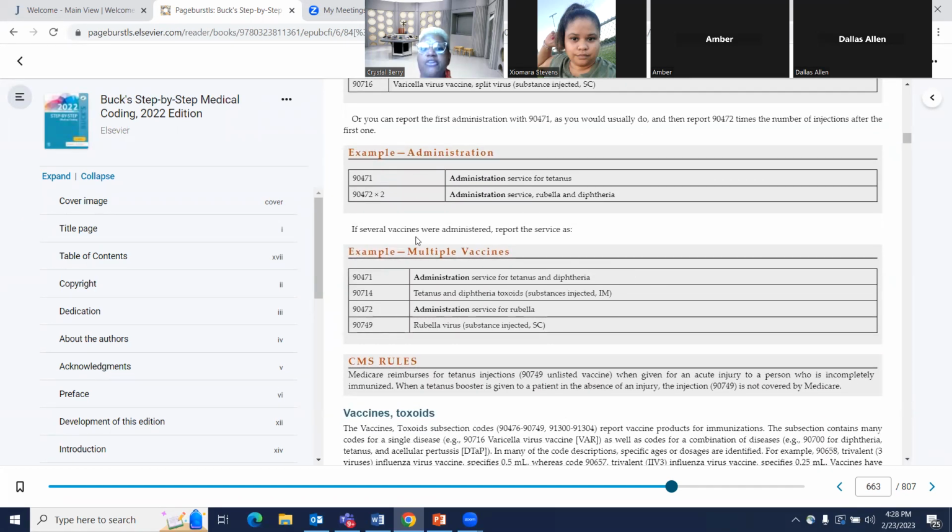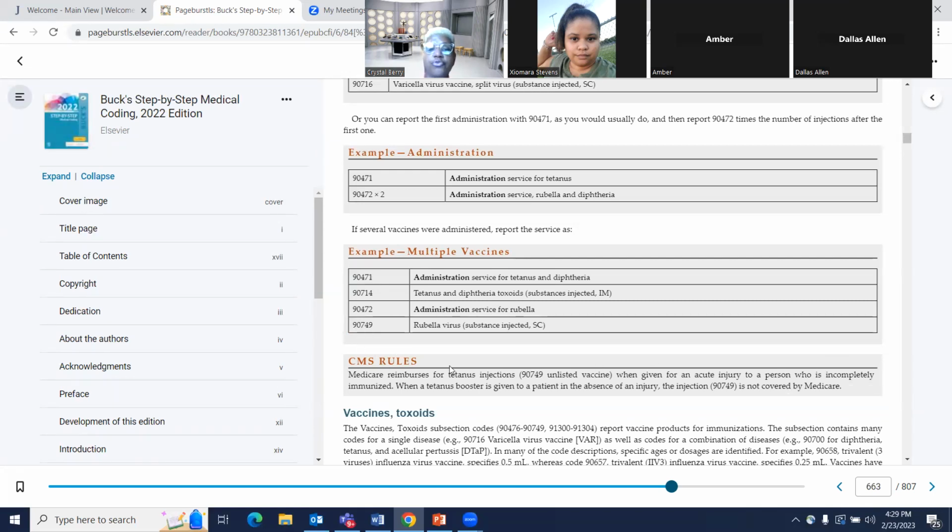If several vaccines were administered, report the service as, here's an example for multiple vaccines: 90471, administration service for tetanus and diphtheria; 90714, tetanus and diphtheria toxoid substance injected; 90472, administration service for rubella; 90749, rubella virus substance injected. So for multiple vaccines, you still use that same process.